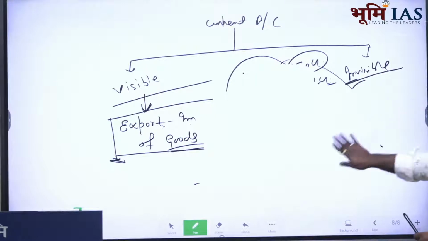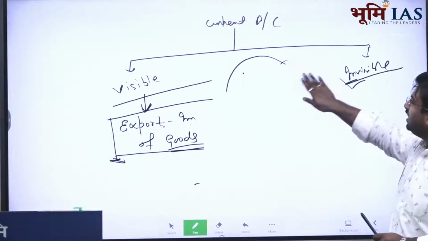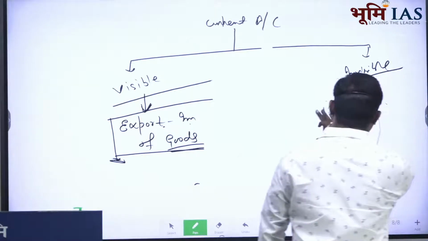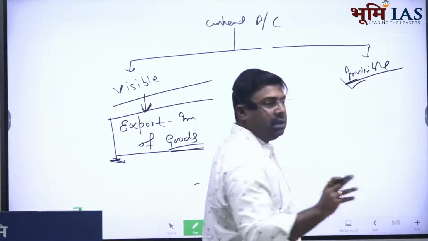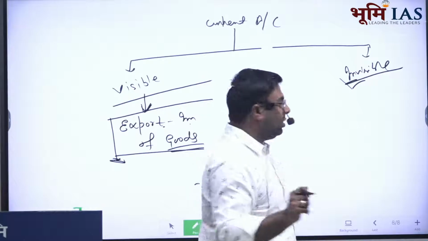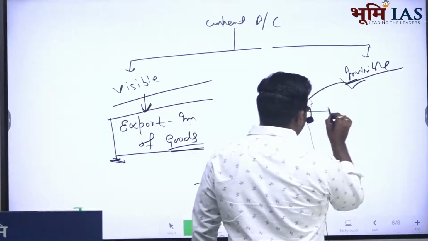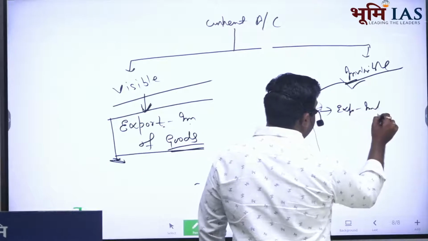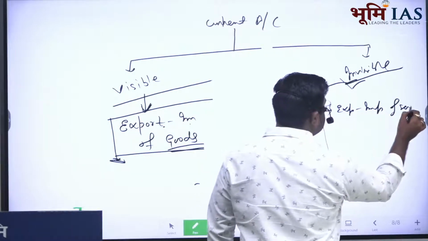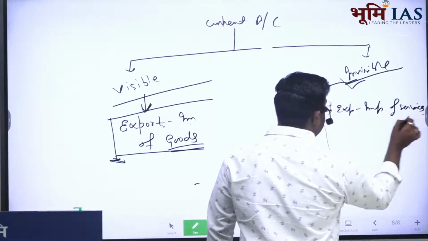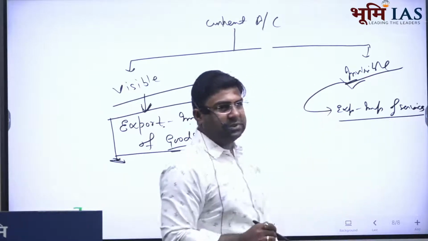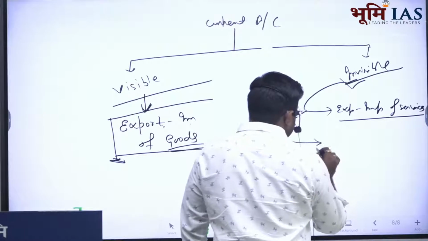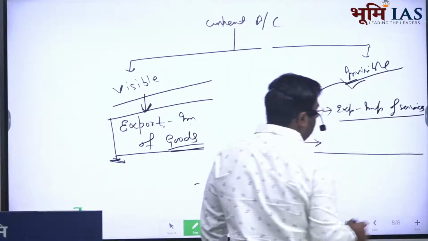So this is the case of balance of trade, and that was the visible section of the current account. Now, under the invisible section, which type of transactions used to be mentioned? We can make this particular diagram. Yes, any doubt? Under the invisible section, export and import of services.